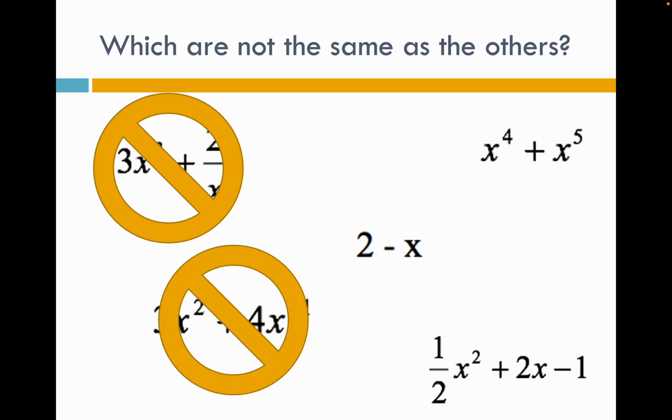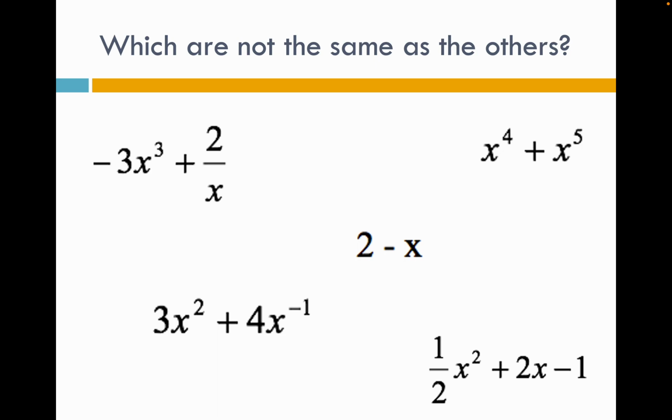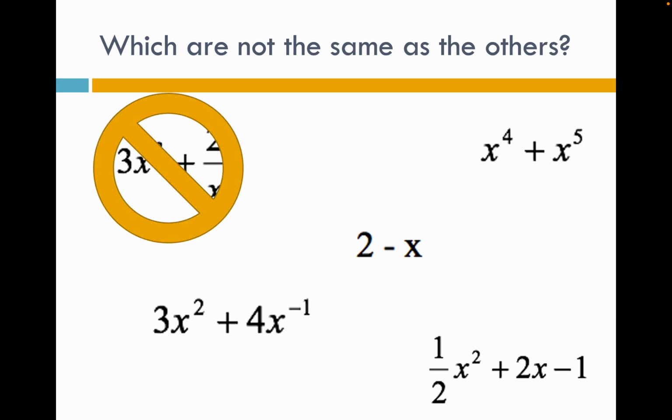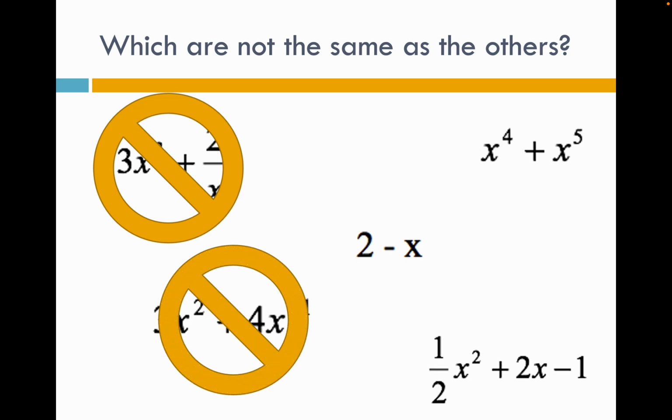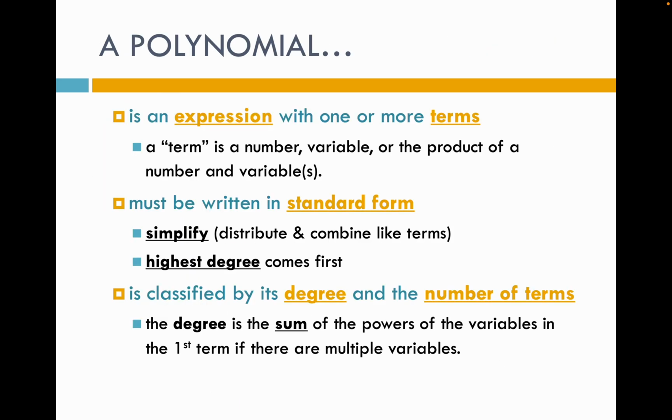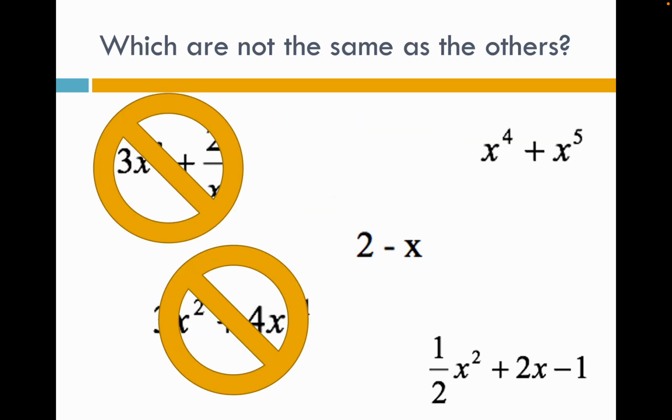The reason I identified the first one is because this one has a variable in the denominator of a fraction, 2 over x, and the second one also has an x with a negative exponent, which would put that x in the denominator, 4 over x. So what does this mean? These are not what we call polynomials, while the other three are.